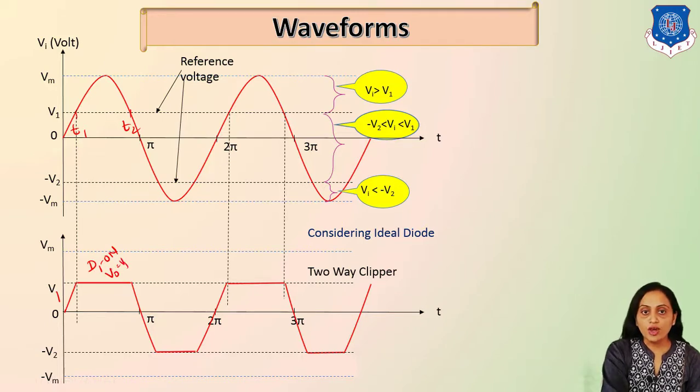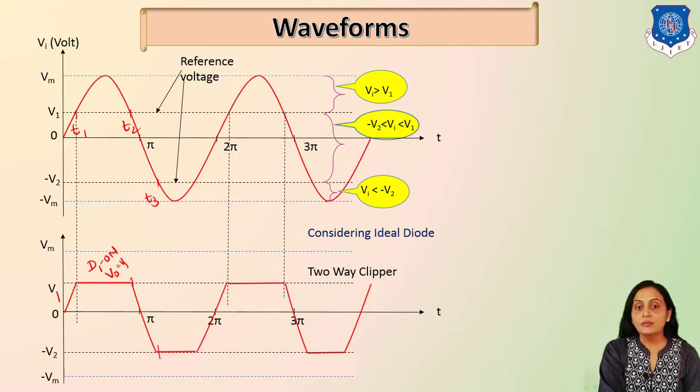And now from T2 to, we can say this is T3. In this particular duration, what happens? Both the diodes are off, and that is why the output follows the input in this range. That is, from T2 to T3, the output follows the input.